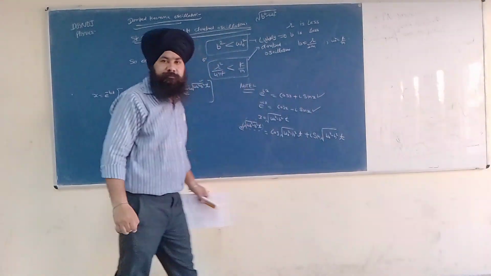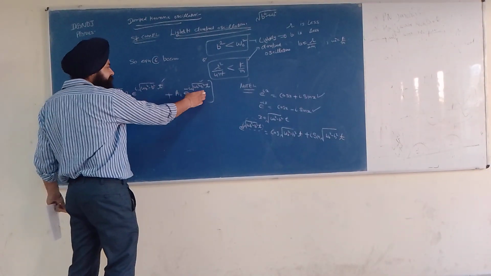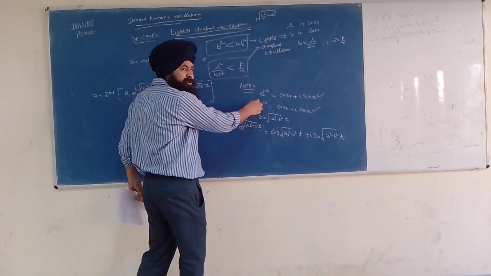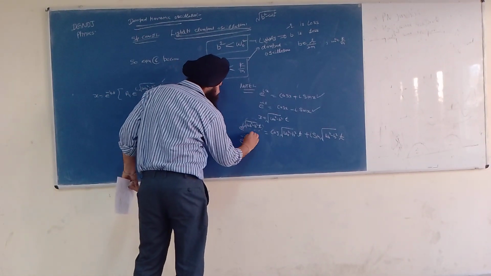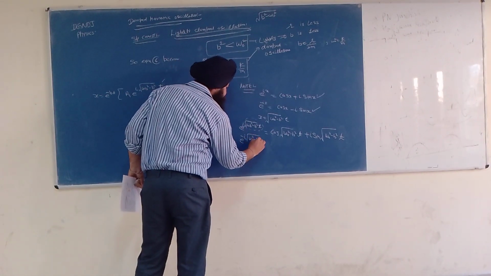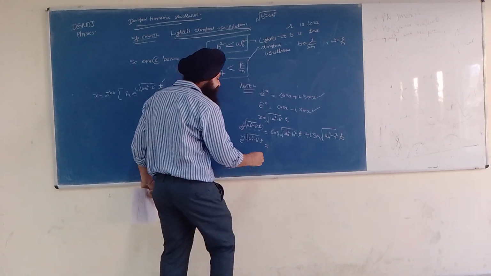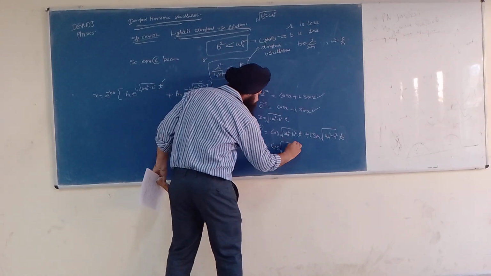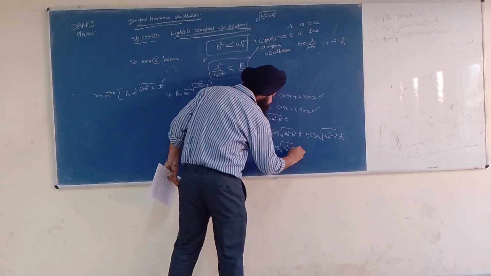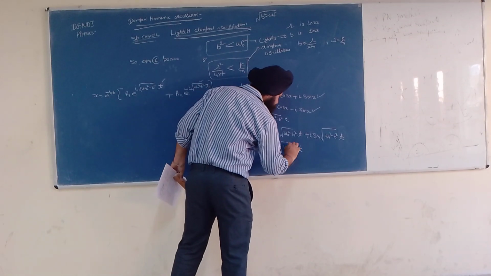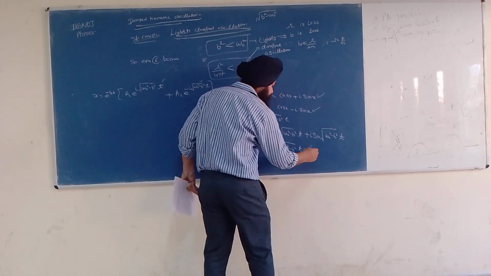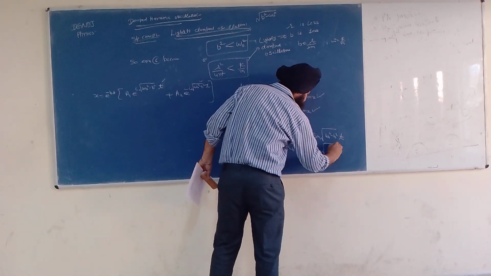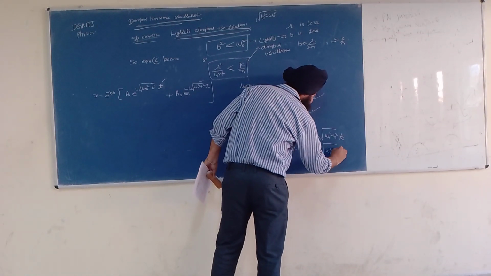Similarly, what is the formula of this term? I will use this formula. E to the power minus iota square root of omega naught square minus b square into t. What will be the answer? Cos of square root of omega naught square minus b square into t minus iota sin of square root of omega naught square minus b square into t.